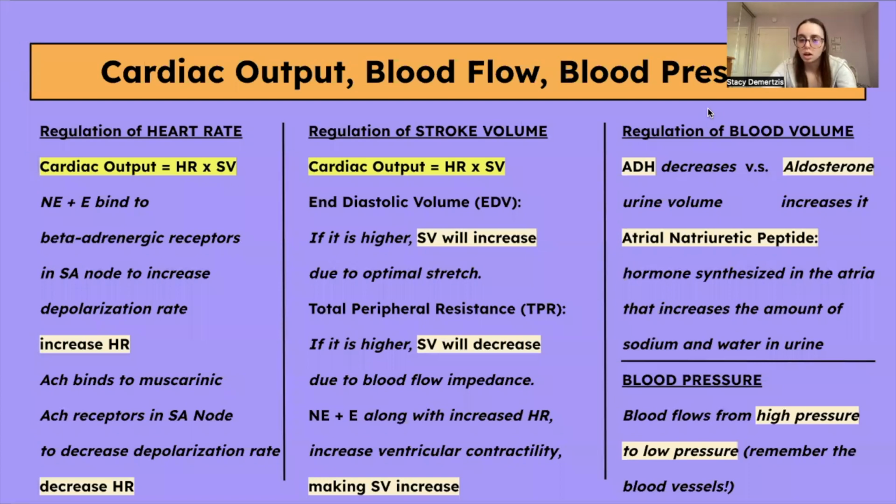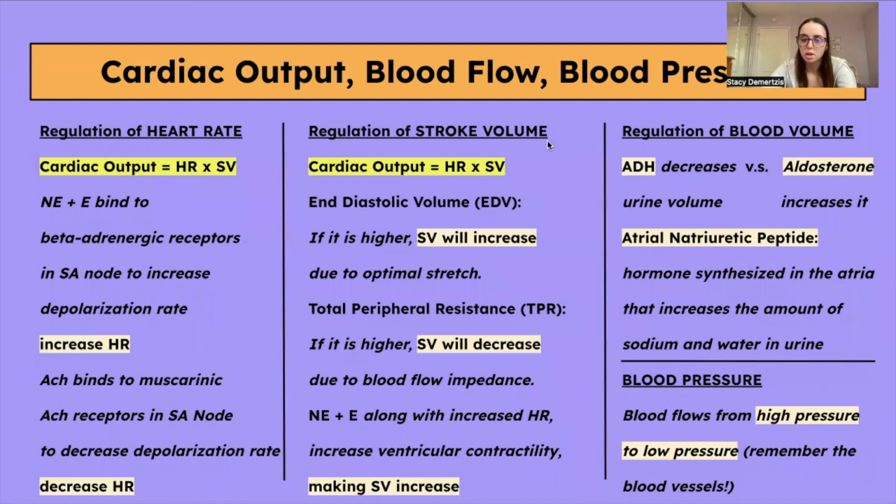And so if we think about atrial natriuretic peptides, it's a type of hormone that comes from the atrium, and it's going to increase the amount of sodium and water in urine. And a key to remember that is if we think about the word natriuretic, it starts with Na, and Na is the element symbol for sodium. So that's something I like to think about to remember that it's talking about sodium and water increasing.